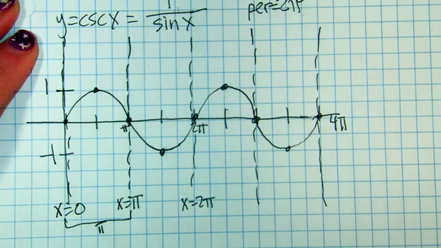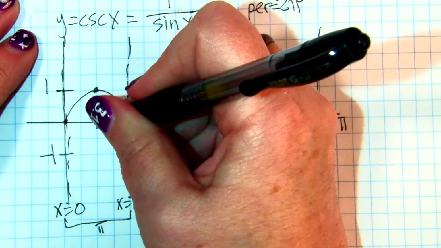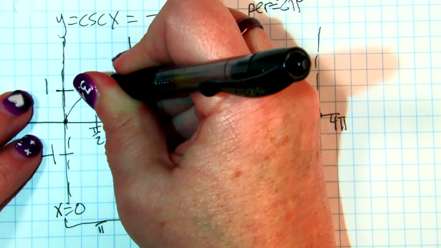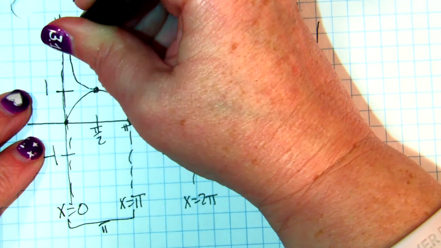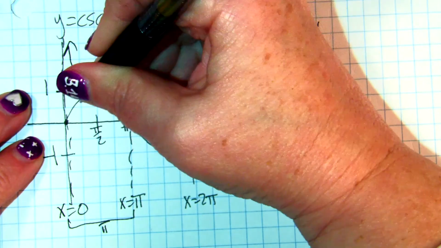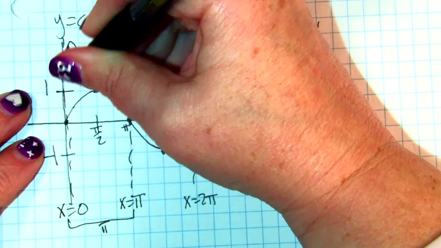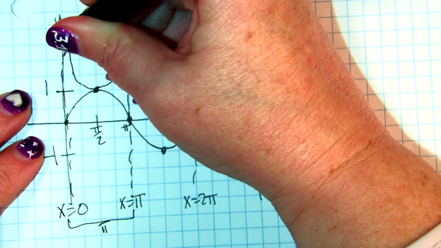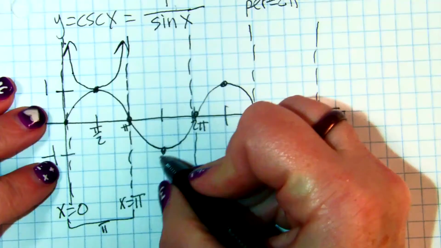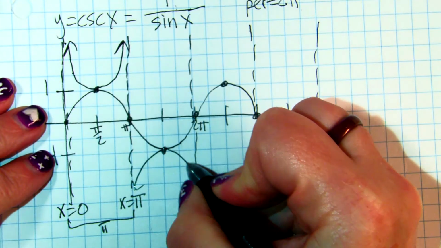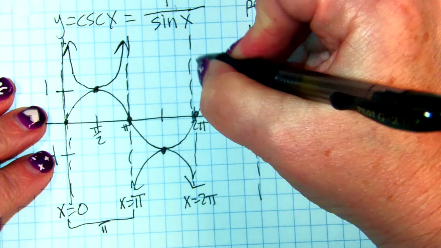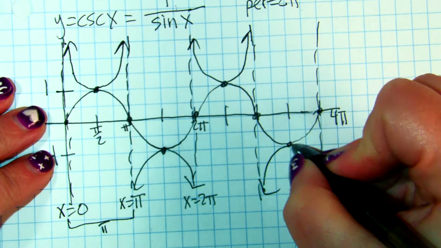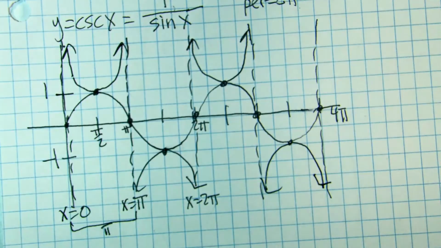And then this is the way you do it. This is at pi over 2, 1. The reciprocal of 1 is 1, so this point is on the graph. And then it's going to go like this, up towards the asymptotes. Because if there was a 1/2, it would go up to 2. If there was a 1/5, it would go up to 5. So it's going to go up away from the sine graph. And that's what cosecant looks like. It's kind of cool. They're U's. I call them U's.